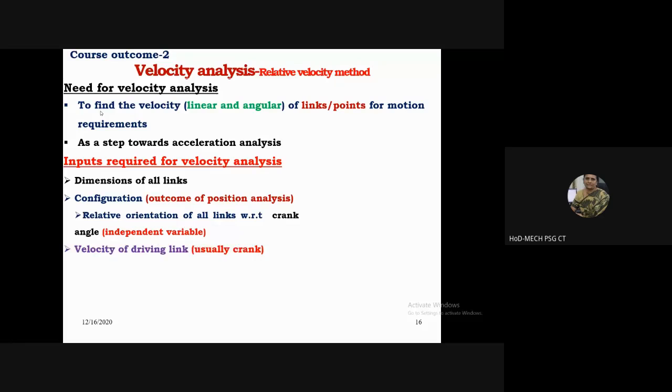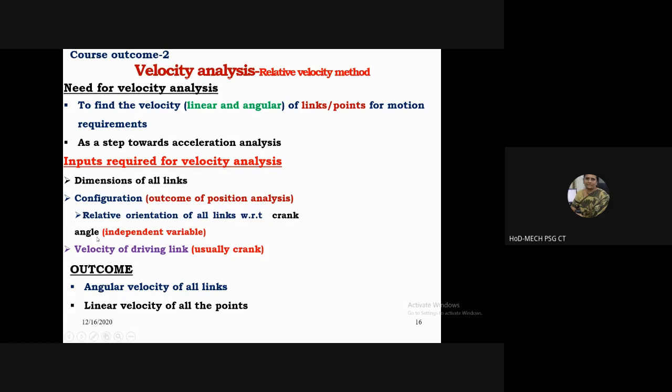It's again review only. The need for velocity analysis we learned earlier, yesterday. It's a step towards acceleration analysis. So now we are entering into velocity analysis of a mechanism. We'll be starting with a 4-bar mechanism. So what inputs are required, what should you know prior to starting with the kinematic, or rather velocity, analysis? You should know the dimensions of all links. I assume that synthesis is over for a mechanism design problem, so dimensions will all be available. And then the configuration.